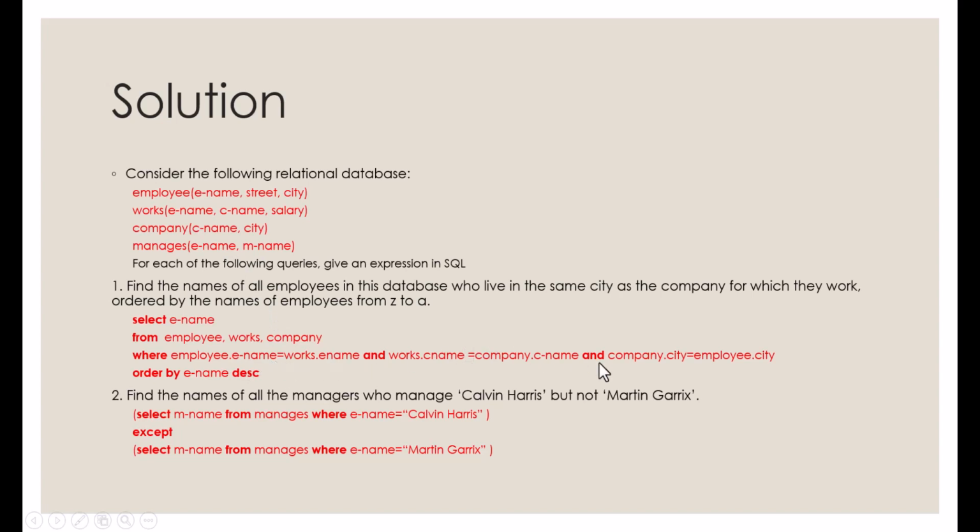So those are the two conditions here, and then it says that same city as the company which they work for. So the employee city should equal to company.city. So that's what we have here. And then we are ordering by the name of the employees. So we are doing order by e-name. And since it's Z to A, we're doing descending order.